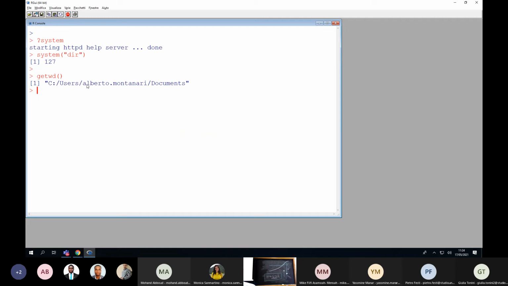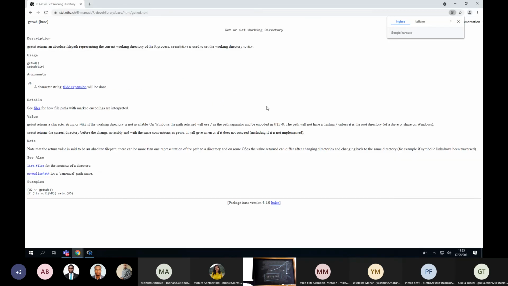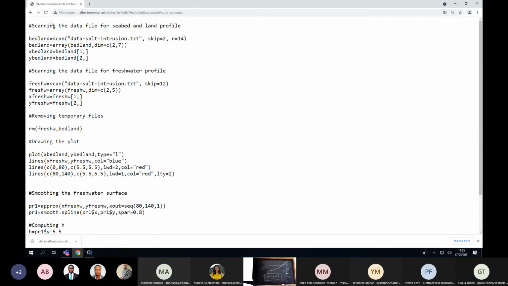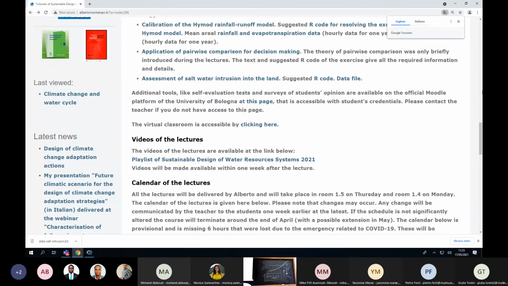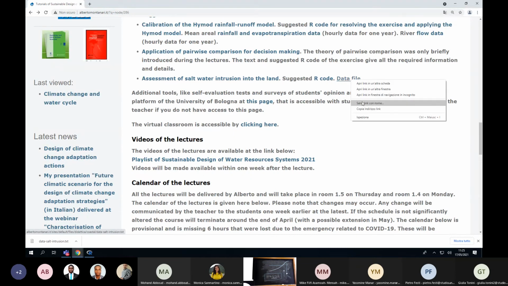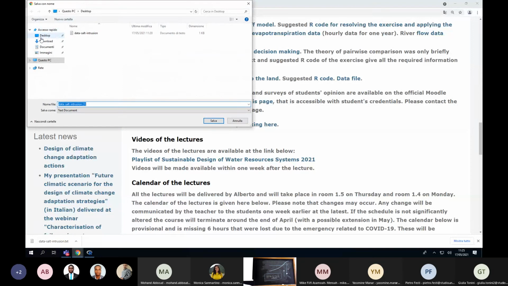So I think at this stage I have to put the data file inside documents. Let me go back and save my data file in the documents directory. So data file, save link as, and name it salt intrusion data. Save.